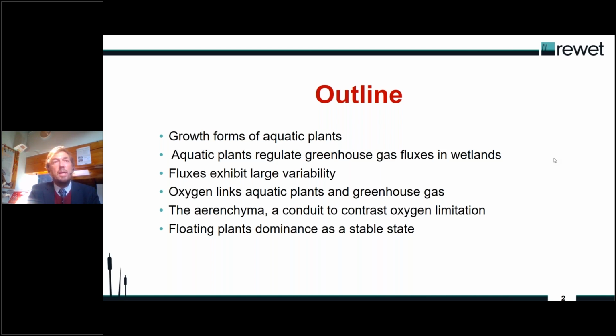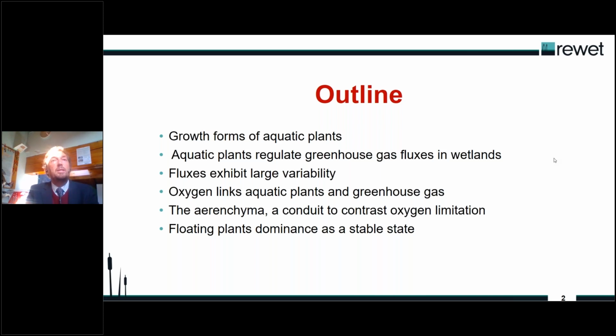I will also tell about the large heterogeneity of fluxes, suggesting some local regulation and some plant-specific regulation. I will then do a couple of steps backwards to describe the reasons for the relevance of aquatic vegetation as driver of the fluxes, and I will speak about oxygen availability in terrestrial and in aquatic ecosystems.